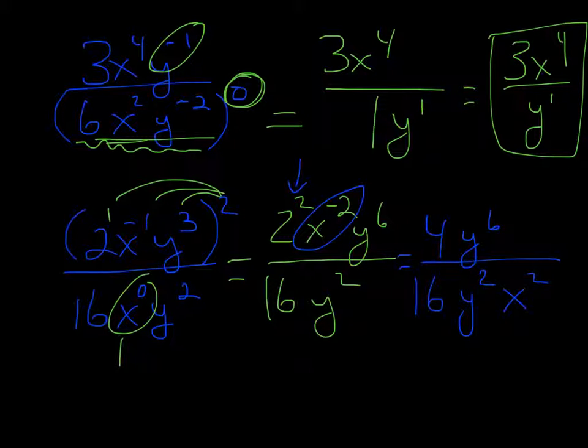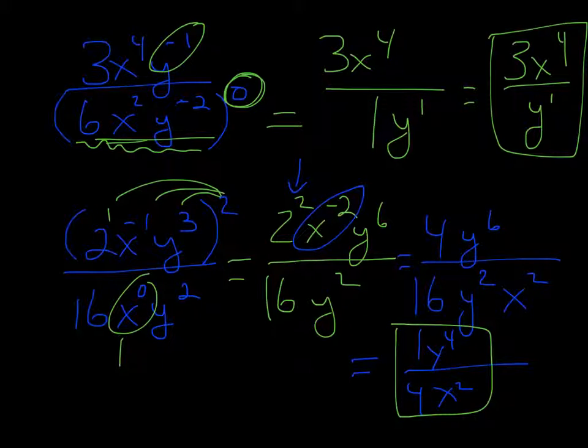And the last simplification is simply going to be 4 over 16 just becomes 1 over 4. And because I have y's on the top and bottom, I'm going to subtract them, and I have more on the top. So 6 minus 2 is 4. So I'm going to have y to the 4th on the top, and that x squared is still on the bottom. Again, every exponent is only listed one time, no negative exponent, so this is my final answer. And hopefully you got that as an answer.